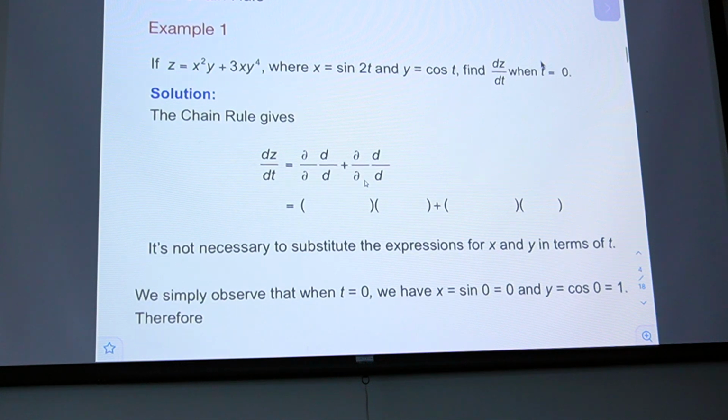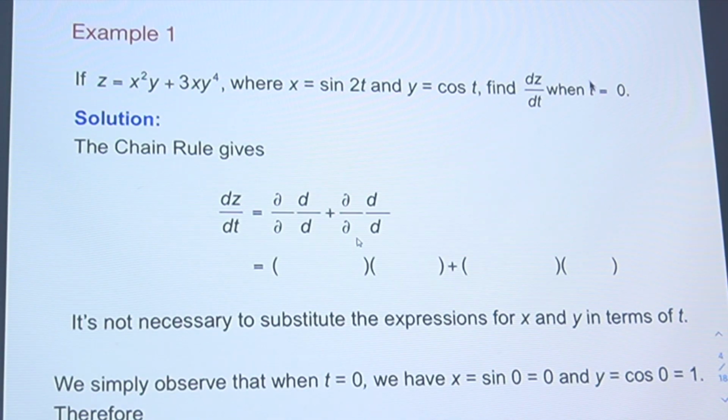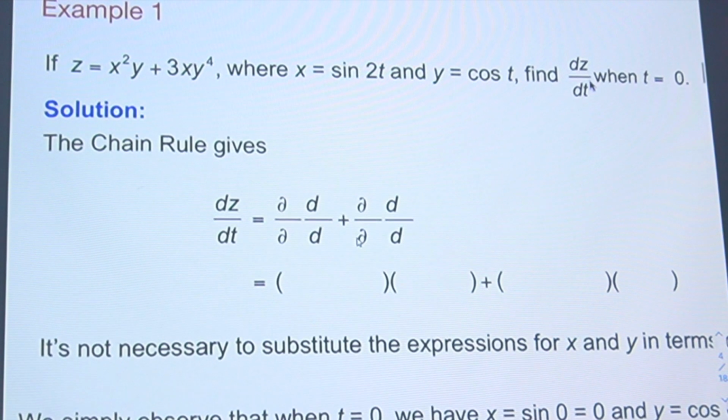Example real quick. The first example from here to here. If z equals x to the second power y plus 3x y to the fourth, where x equals sine 2t and y equals cosine t, find dz over dt when t equals 0.